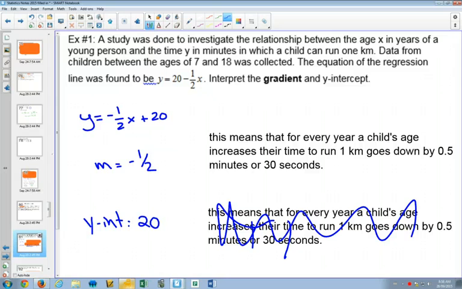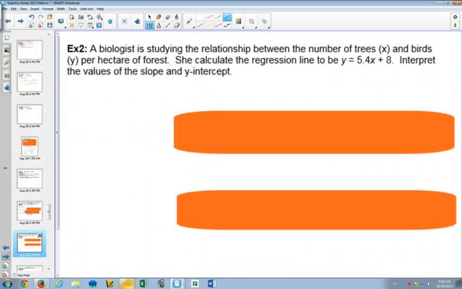Or maybe you've done that already. Yes, you have looked at this one or not yet? Okay.